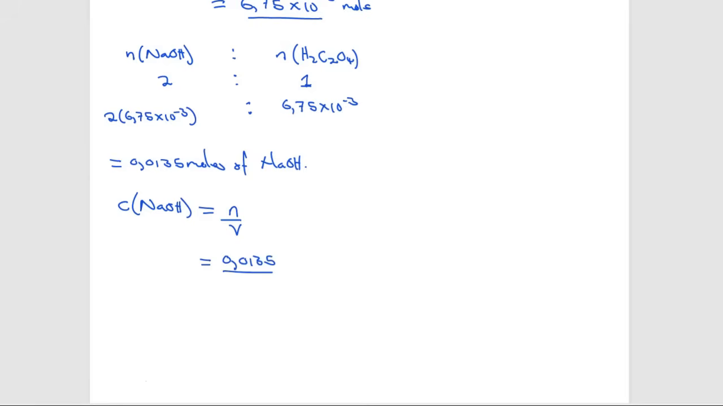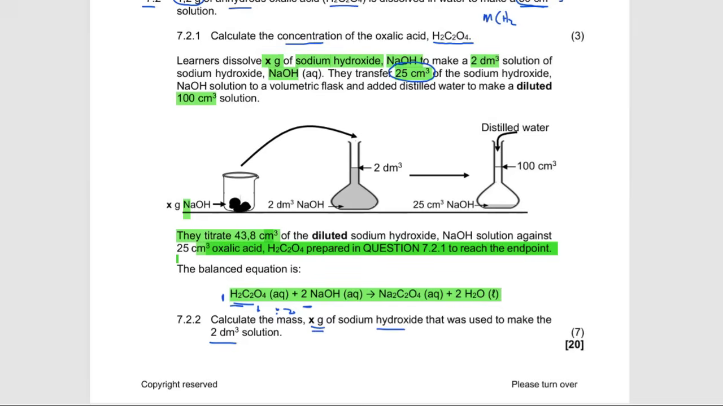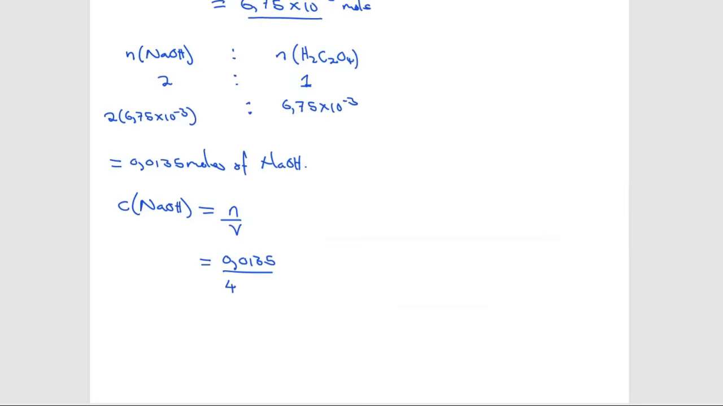Now the original volume that we can look at there, we're given that they titrate 43.8 cubic centimeters of this. So I'm going to say all over 43.8 multiplied by 10 negative 3. If I do the math, let me just quickly do this: 0.0135 divided by 43.8 times 10 exponent negative 3. According to my calculations, I'm getting a value of what?